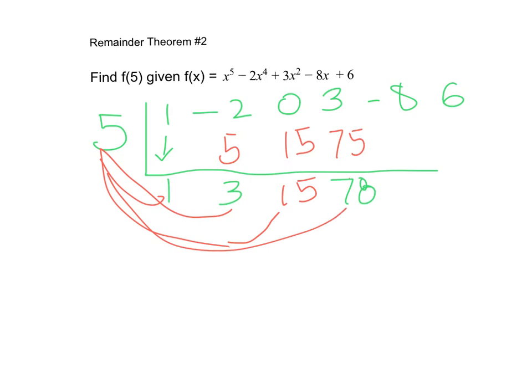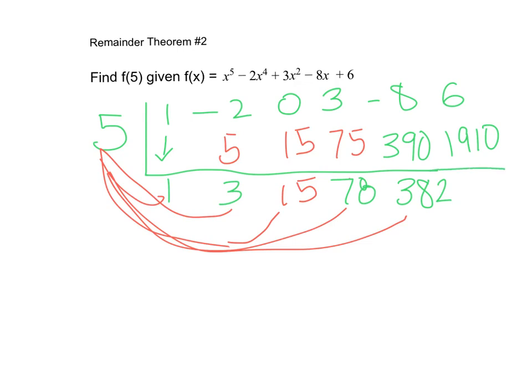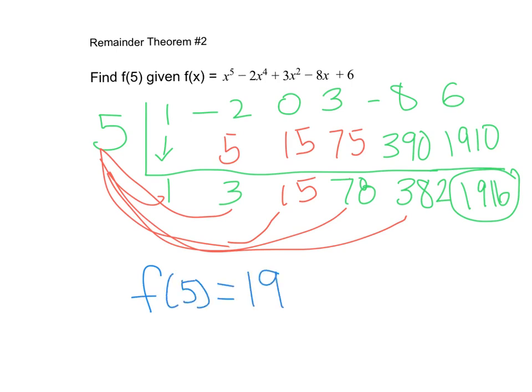390. Add 382. Multiply. Luckily, there's calculators handy. 1910. Okay, and then when I add, I get 1916. That is my remainder, and that would actually be my answer. So my answer for f of 5 is equal to 1916.